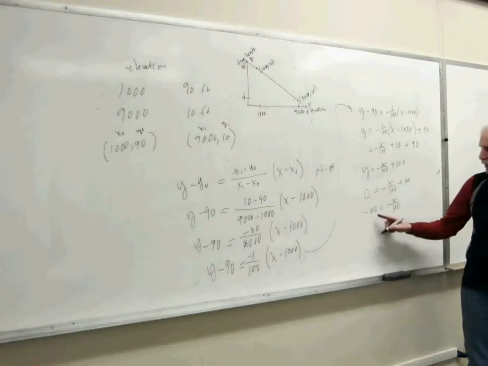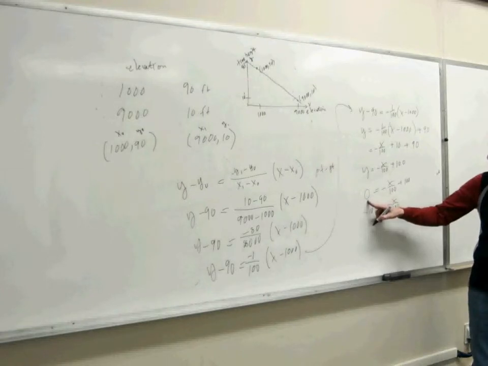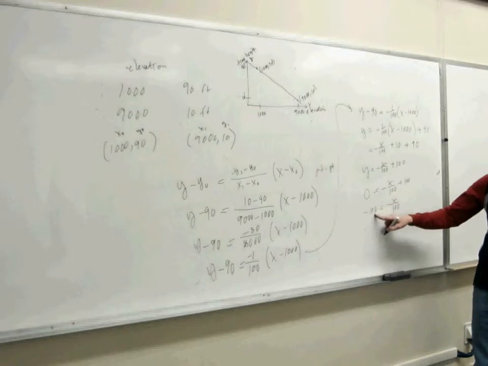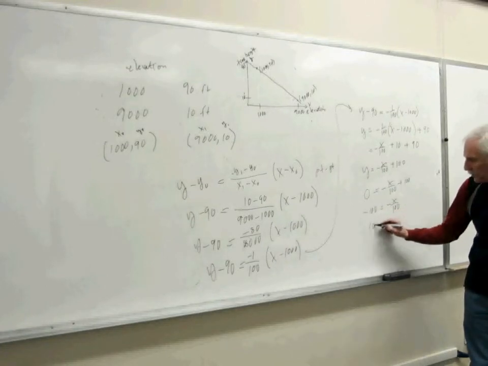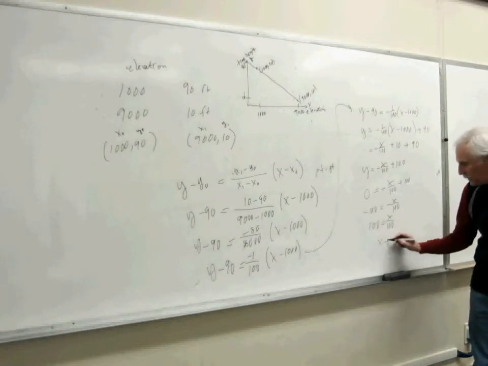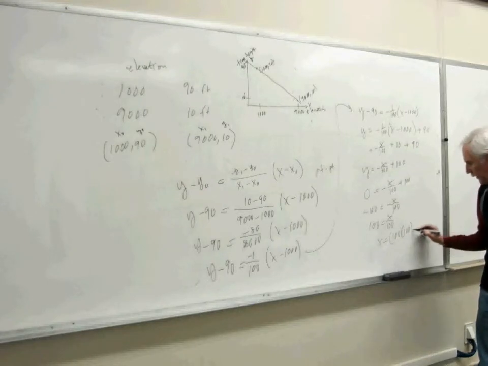All right, so I plugged in 0 for the tree height and put the 100 over on the other side. So now I've got minus 100 equals minus x over 100. So that's 100 equals x over 100. So x is equal to 100 times 100, which is 10,000 feet.